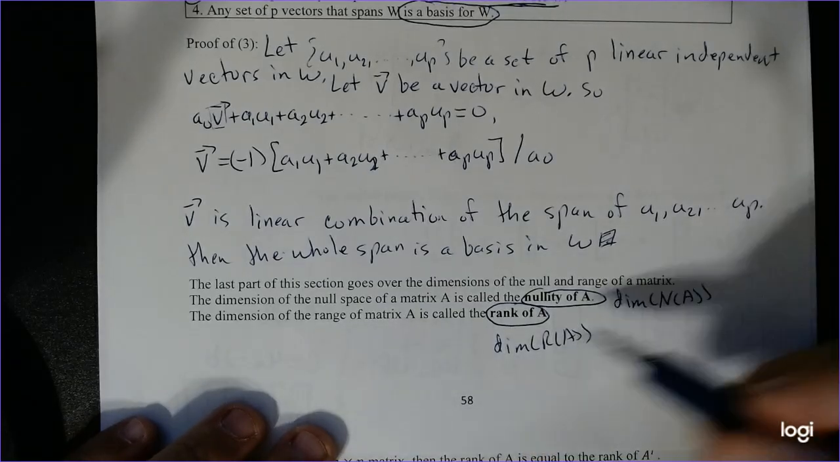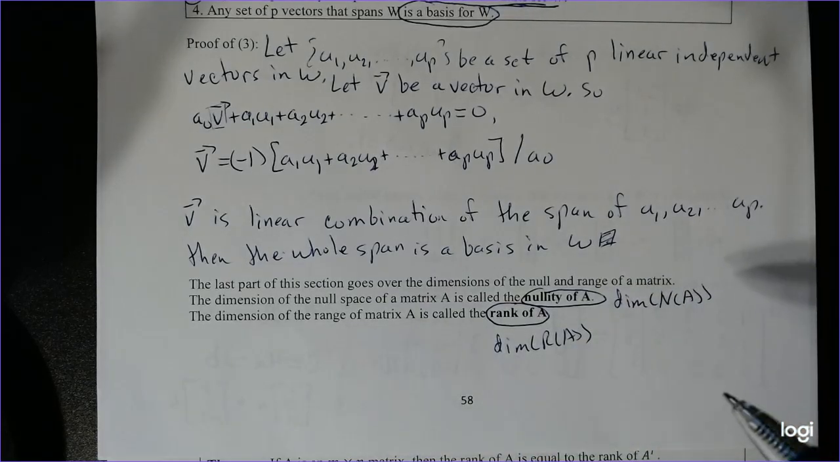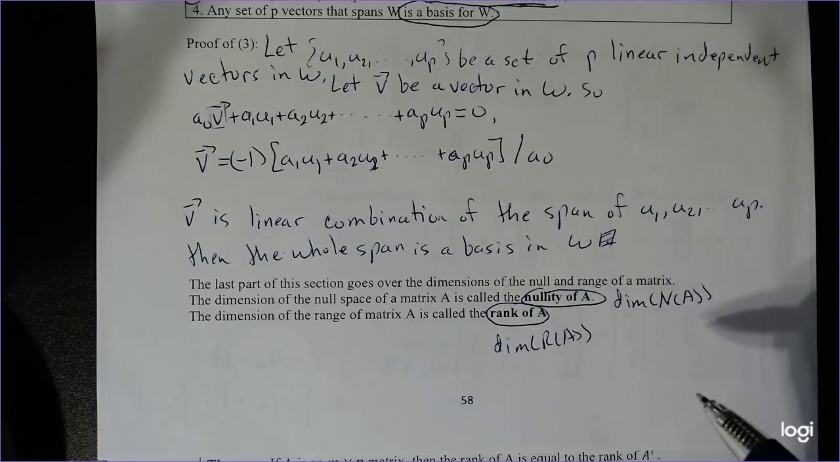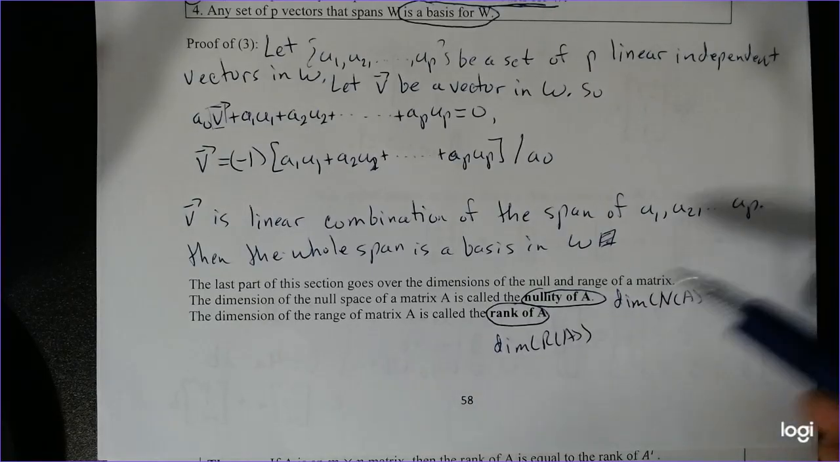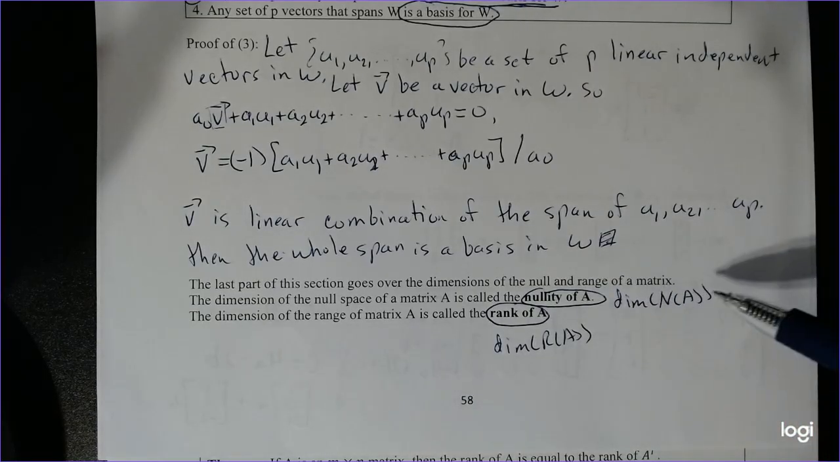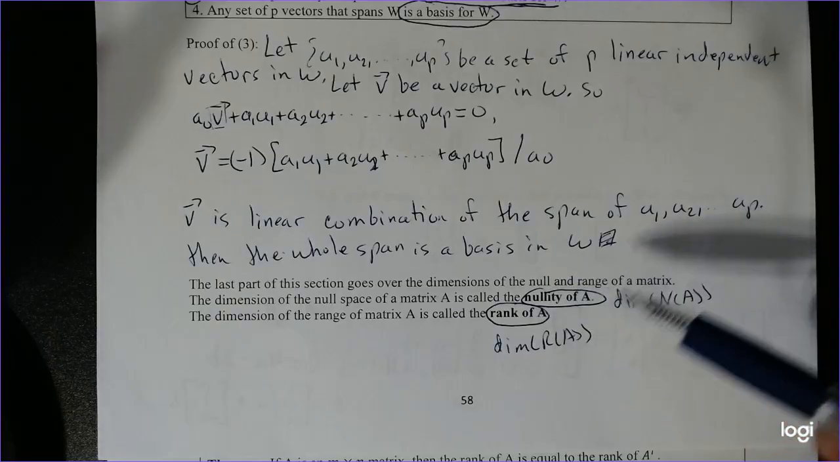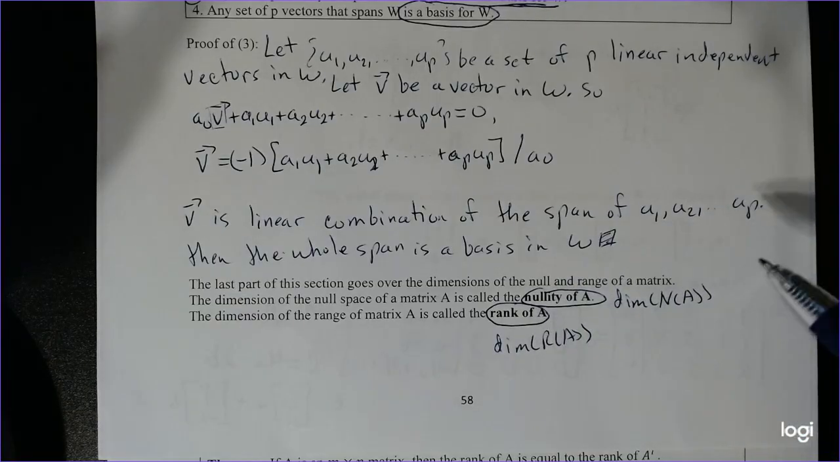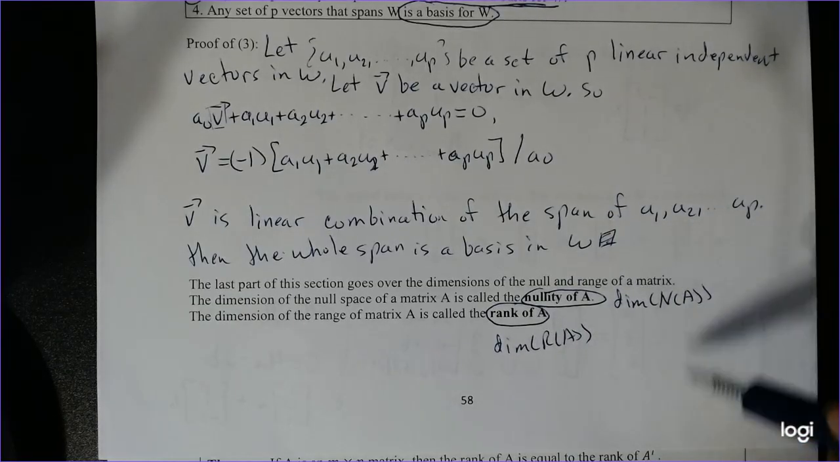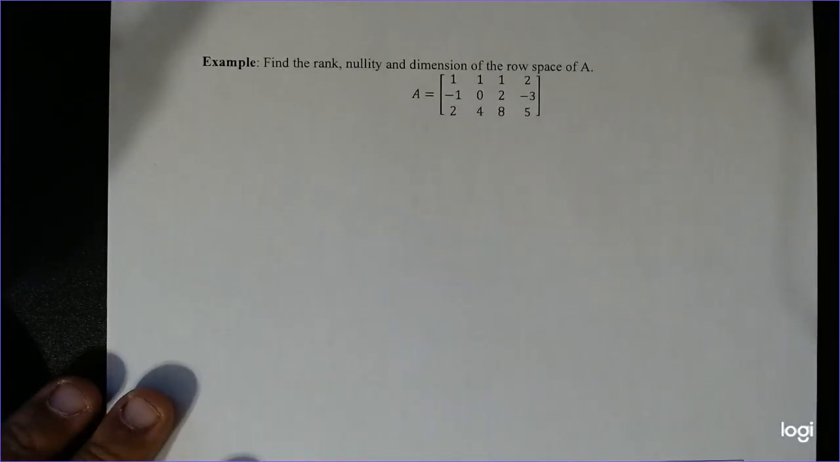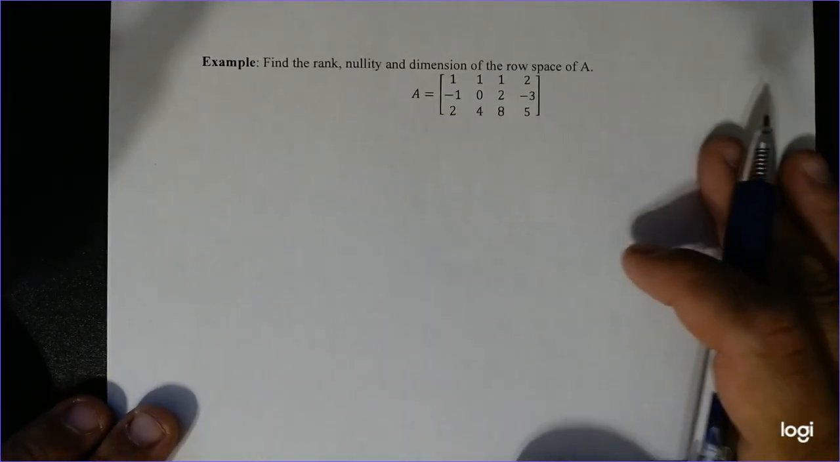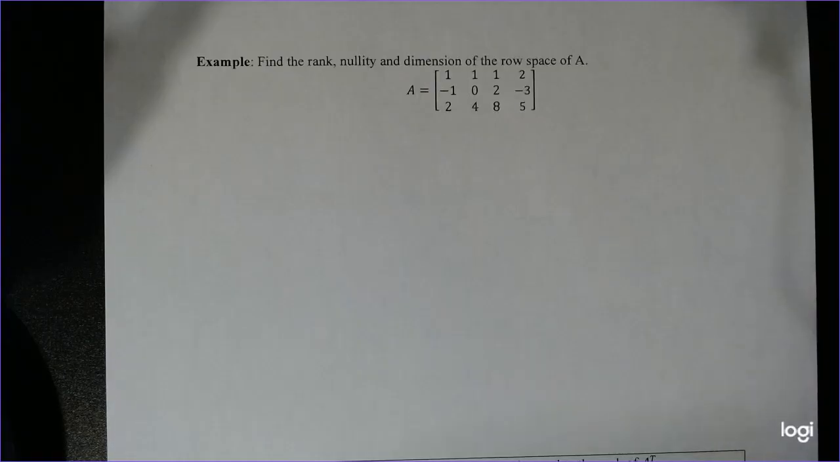Those are so special they call them something different. That's a key thing. Okay. So again, nullity is the dimension of the null space. The rank of A is the dimension of the range of A. So just be aware of that kind of notation going forward. Now that we have a definition of those two, let's actually apply it. So let's find the rank, nullity, and the dimension of the row space of A.